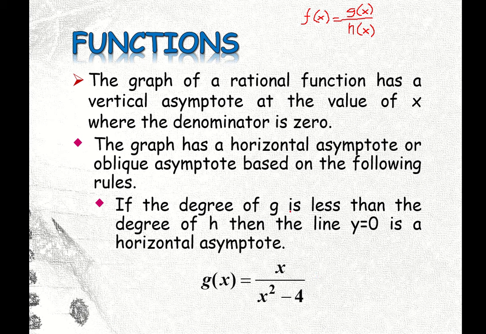So if the degree of g is less than the degree of h, then the line y equal to 0 is the horizontal asymptote. In this example, this is our g of x, this is our h of x. When you compare, the degree here is 1, the degree here is 2. So the degree of g is less than the degree of h, so we can expect that the line y equal to 0 is the horizontal asymptote of this function.